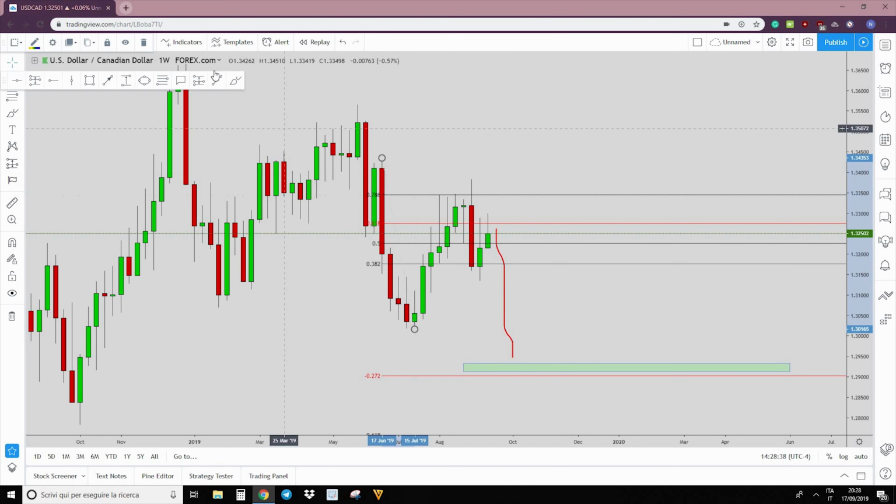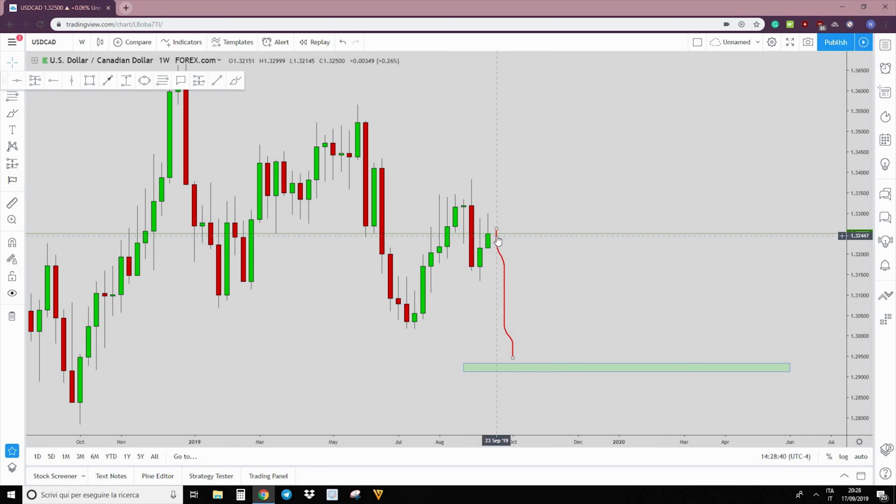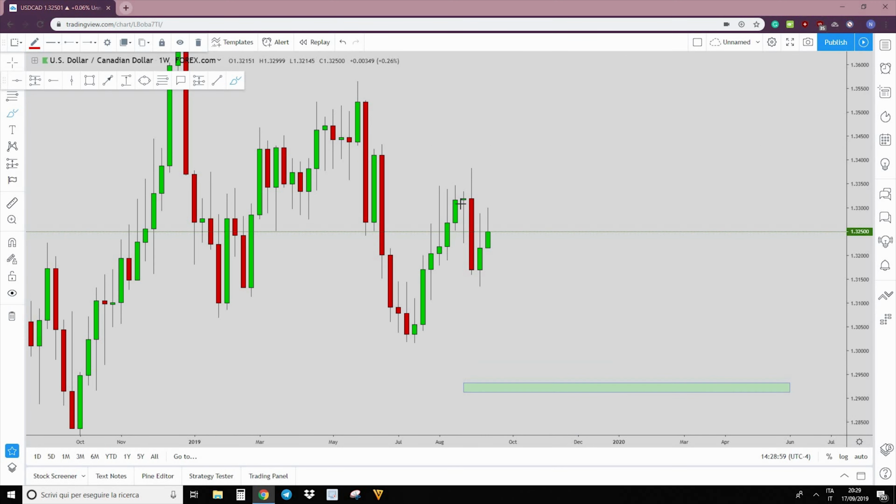Again, let's search for further confluence. Also here on the weekly, it's pretty clear that we have our impulse correction and impulse scenario. This is the most common pattern in the market. You have an impulse, you have a correction, and again you have another impulse with the creation of a lower low. So a low that is lower than this one here. So keep going with our analysis.